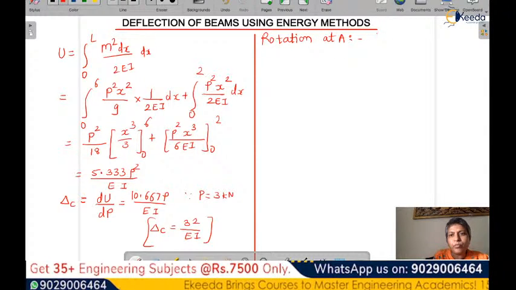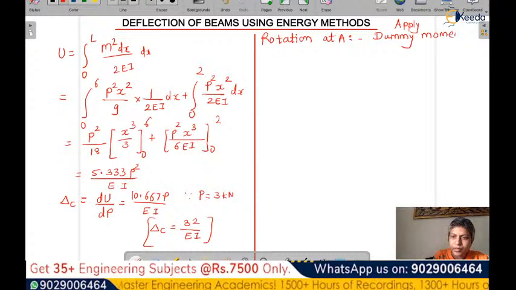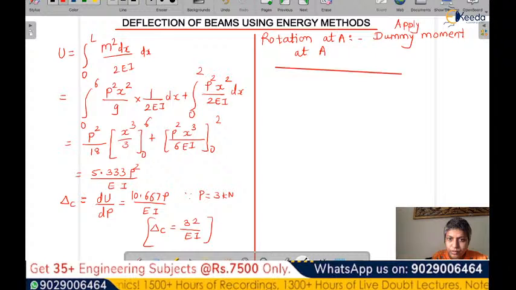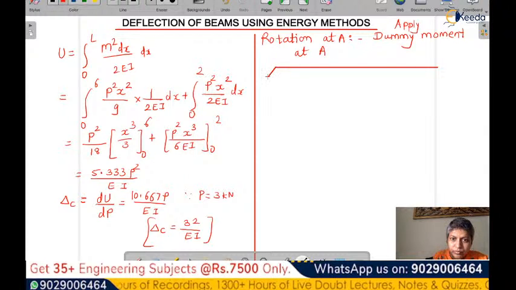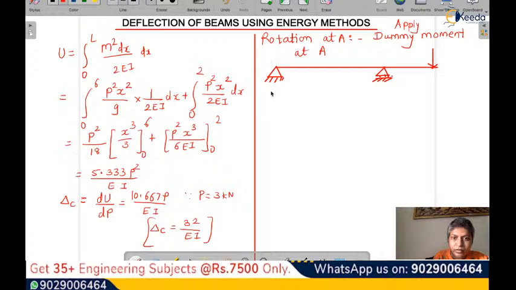So we have to apply a dummy moment. Okay, apply a dummy moment at A. So this is a 3 kilonewton load, and the dummy moment, it is at A as M. There is a reaction RA over here.